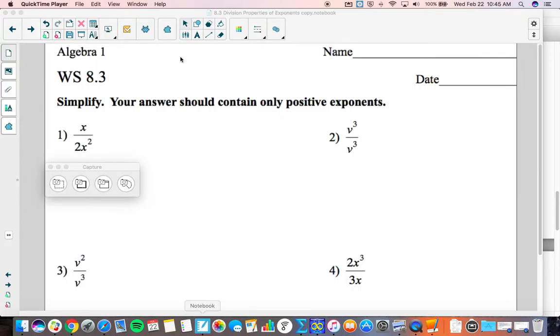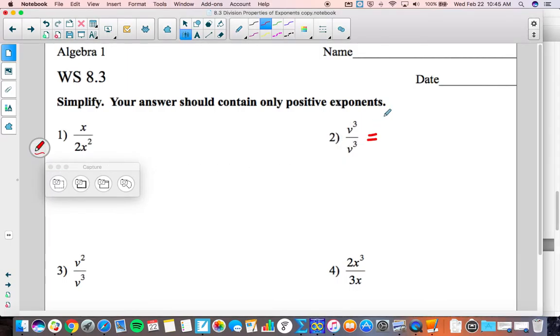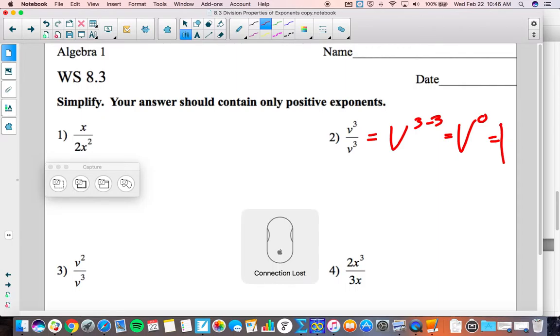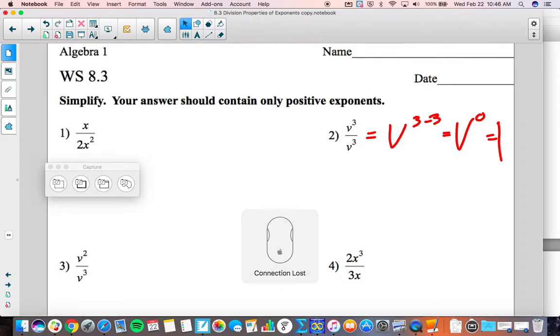Let's do some practice with this one. So here we have our quotient rule. We have the same base on the top and the bottom, so we subtract the exponents. So we take the top 3 minus the bottom 3. That gives us v to the 0, which is just 1. The top and the bottom essentially divide each other out into 1.